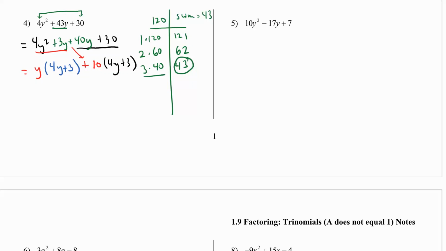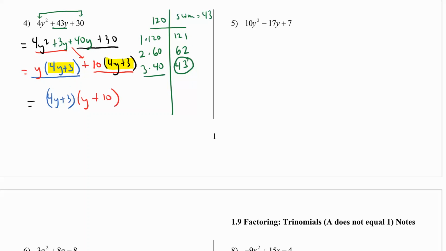So we did the GCF of the first 2 terms and the last 2 terms, and then we'll do the GCF again. We'll notice that we can divide both of those terms by 4y plus 3. We'll divide this term by 4y plus 3, and we are left with y. And then we'll divide the second term by 4y plus 3, and we're left with 10.